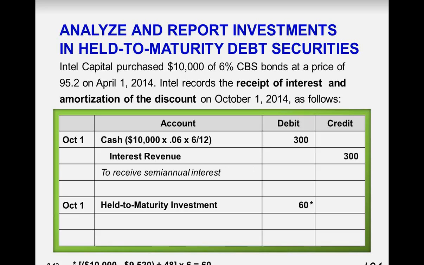We need to amortize then our interest revenue to record the additional revenue, and that is our $60 of interest that we received as we worked down this discount, which was the 480 divided by 48 to get to the 60. 48 is the 48 months times 6 months to get to 60.